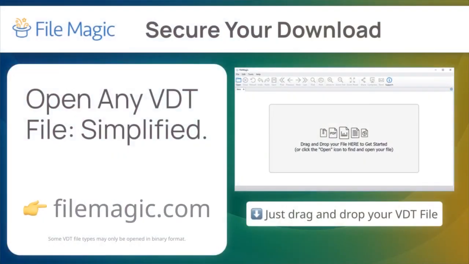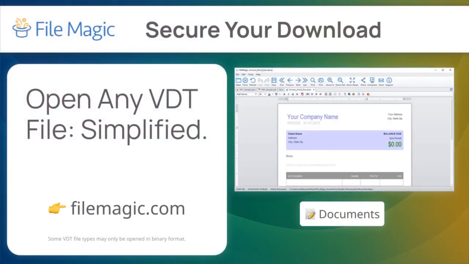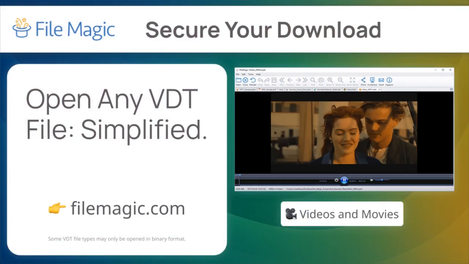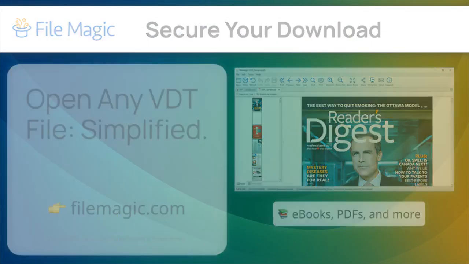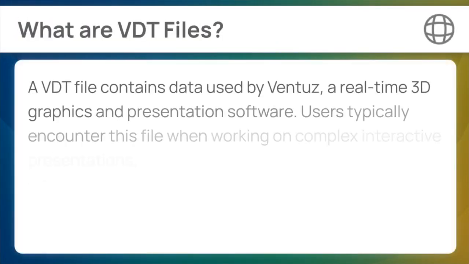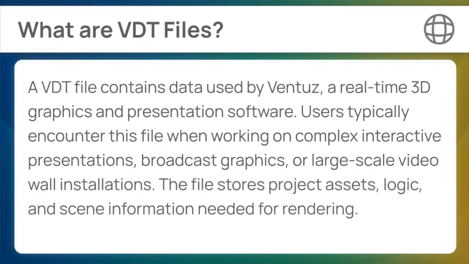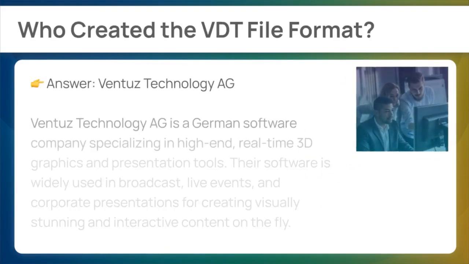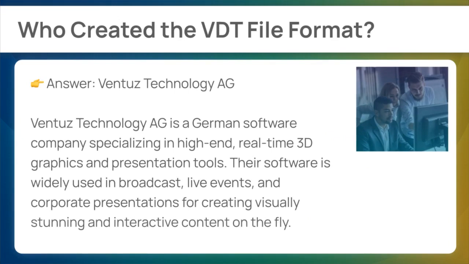If the standard fixes fail, I have a plan B, a proprietary technique that almost always works on stubborn VDT files. A VDT file contains data used by Ventuz, a real-time 3D graphics and presentation software. Users typically encounter this file when working on complex interactive presentations, broadcast graphics, or large-scale video wall installations. The file stores project assets, logic, and scene information needed for rendering.